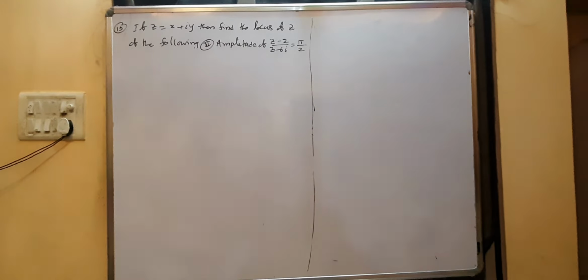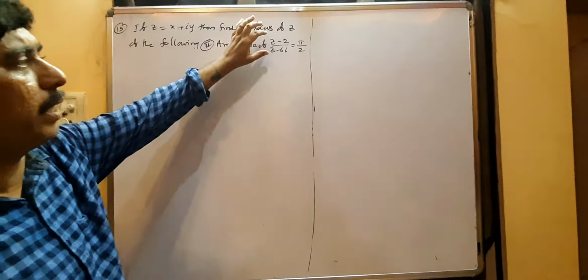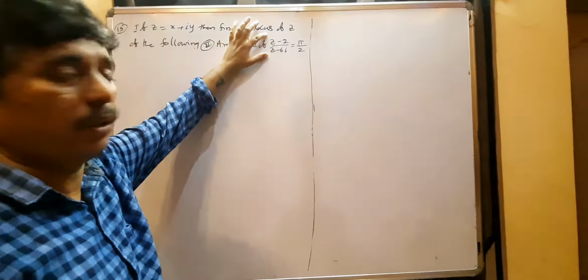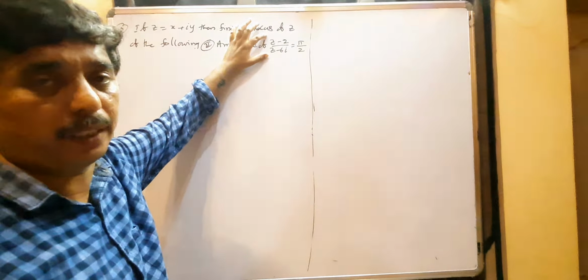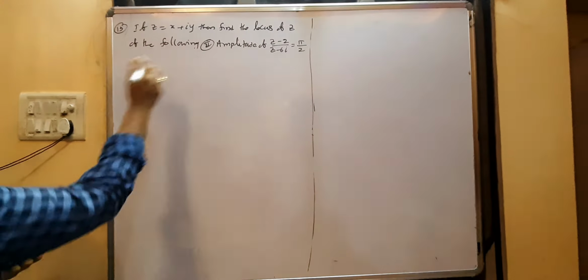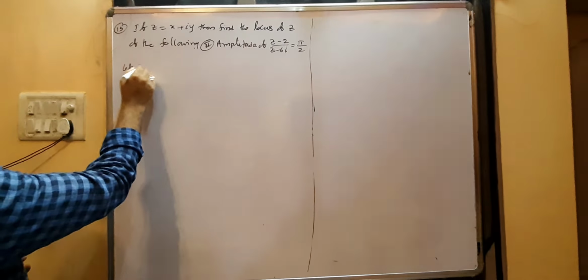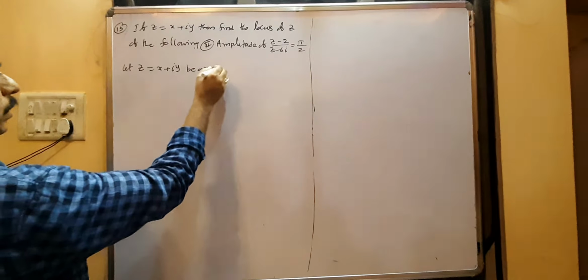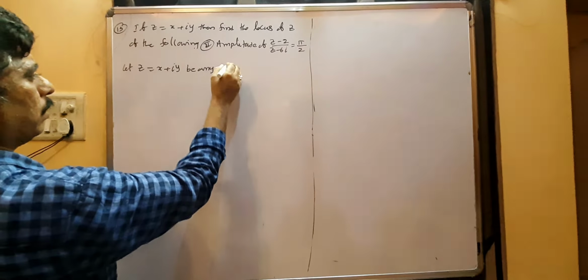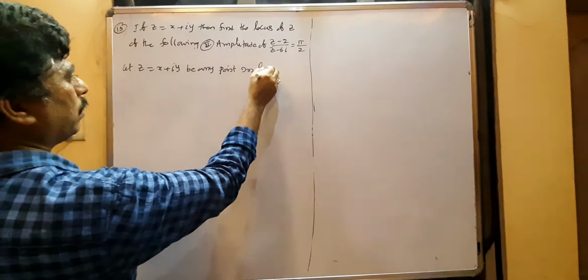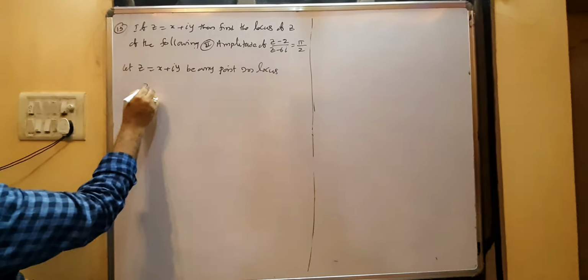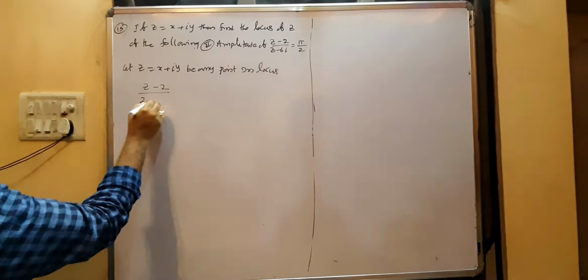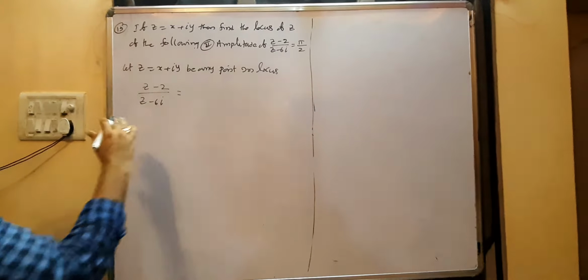Next question: amplitude of z minus 2 by z minus 6i equal to pi by 2 is given. First, this z minus 2 by z minus 6i you have to convert into the form of a plus ib. So as usual, let z equal to x plus iy be any point in the locus. What is given? Z minus 2 by z minus 6i, you have to find it, converting into a plus ib form.